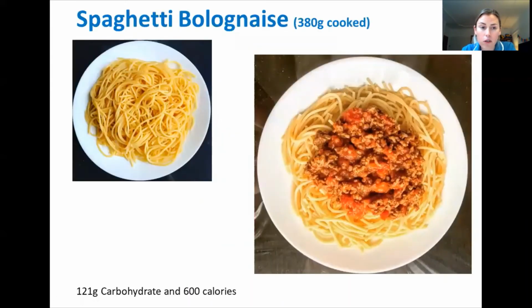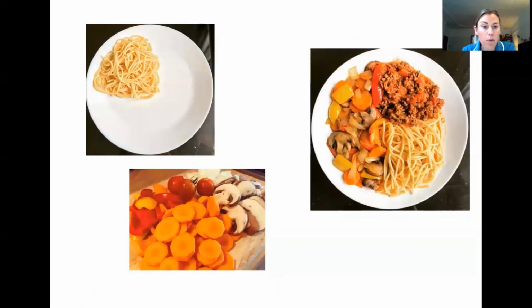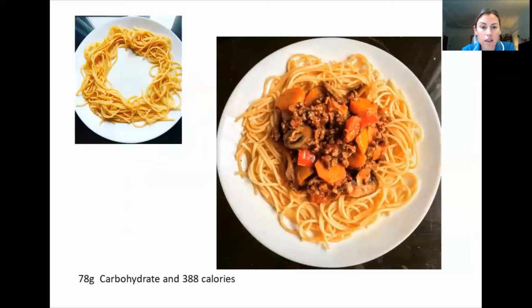Spaghetti bolognese: you've got your pasta portion there on the left, and then you've got your meat ragu added on top. This meal comes to just over 120 grams of carbohydrate and 600 calories. By making the adaptation where you're increasing your vegetable content and reducing your pasta portion size, it reduces the carbohydrate content and the calorie value down to 78 grams of carbohydrate and 388 calories.